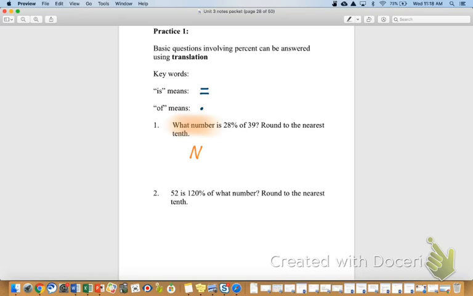And then the very next word is one of our really key words, is. And what does is mean? It means equals. So far here is my translation. Try to color code it. Make sense how they go together?